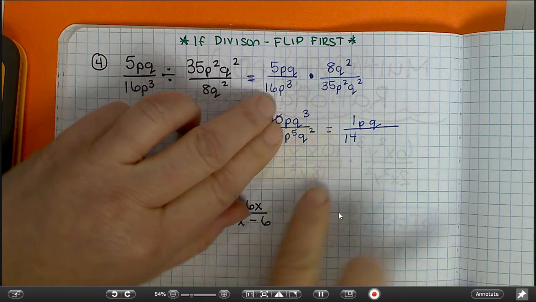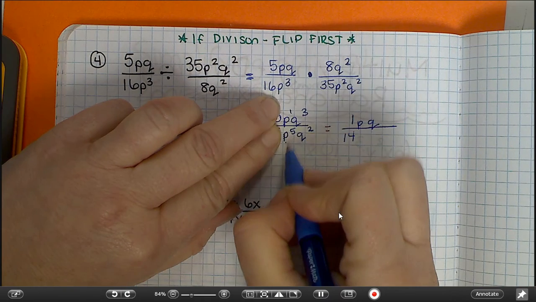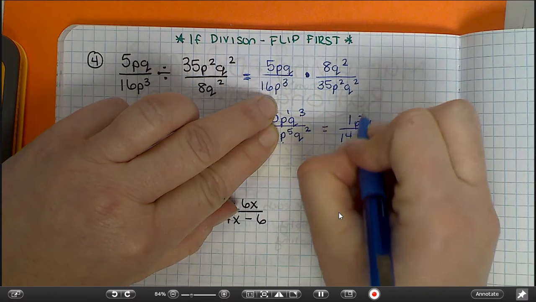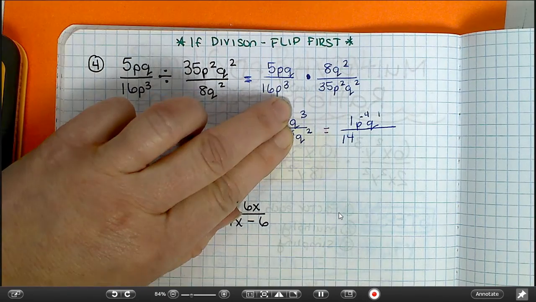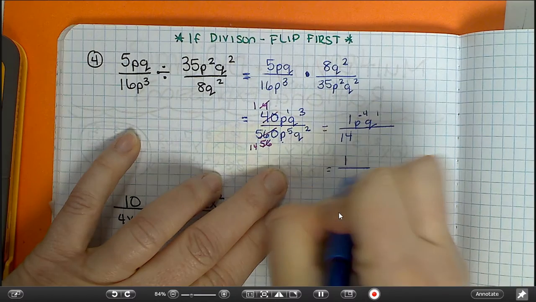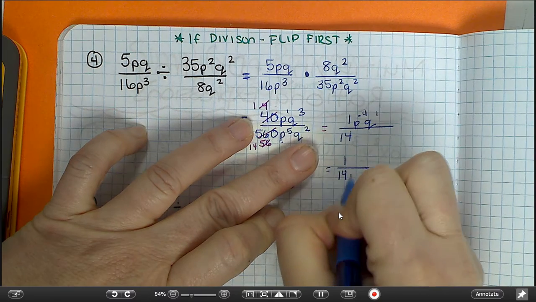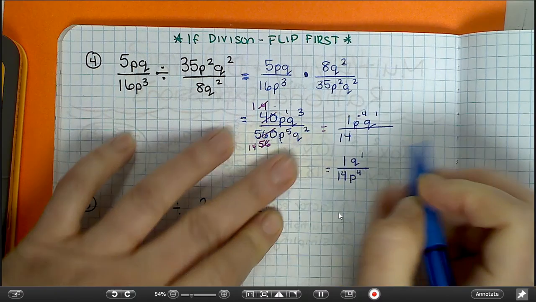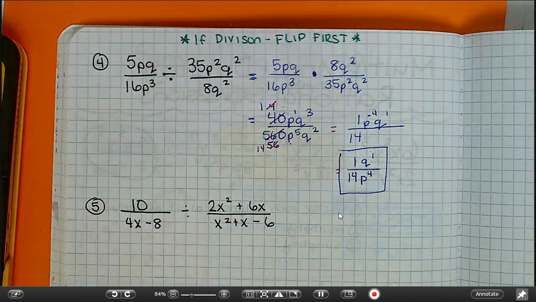Now let's follow the rules of exponents. When we are dividing, we subtract. So we have p to the 1 and p to the fifth. So 1 minus 5 is negative 4. 3 minus 2 is 1. You can never have a negative exponent in your answer, so we need to move some things around. The p has a negative exponent, so that moves to the denominator and becomes positive. The q is already positive, so it stays in place. So this is the answer. And that is how you do it.